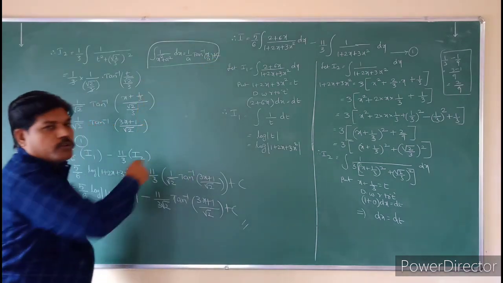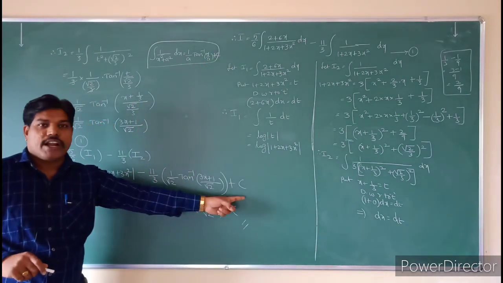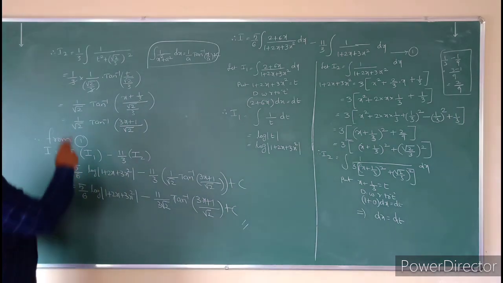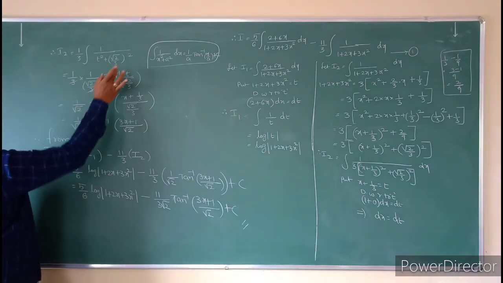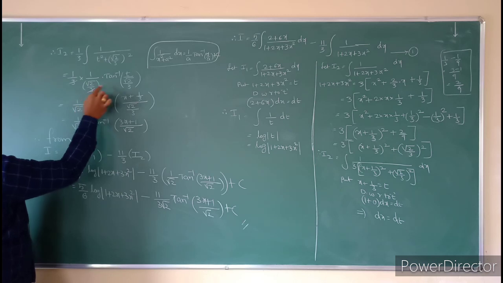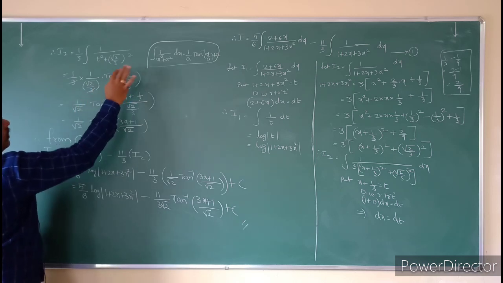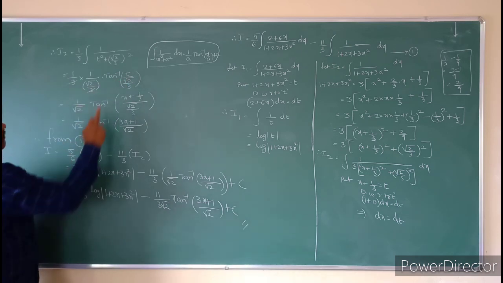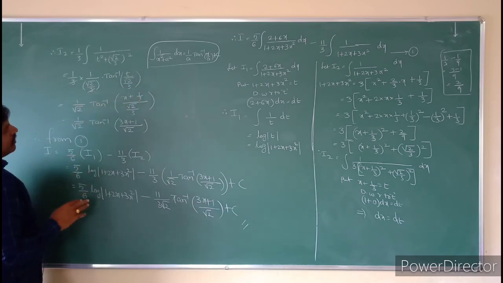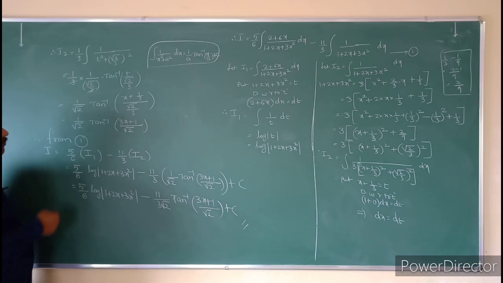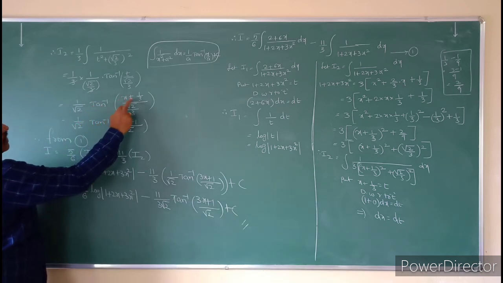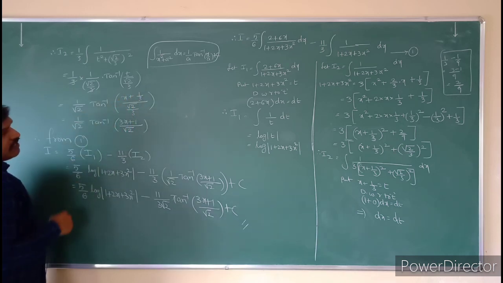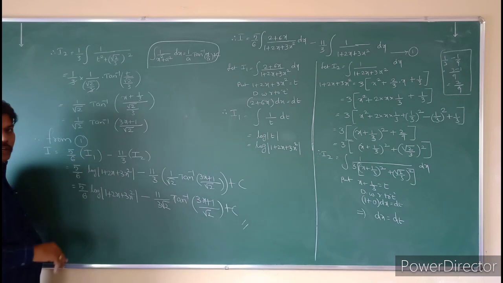Here I am not going to use the c; in the final answer you will write the c. So 1/3 into 1/a. What is the a value? The a value is √2/3, into tan inverse of t/a. The t value is nothing but x + 1/3. Just replace the values, and 3 will be cancelled. 1/√2 into tan inverse of (x + 1/3) by √2/3. Take the LCM 3: (3x + 1)/3 and √2/3. The 3 will be cancelled. You will get (3x + 1)/√2.